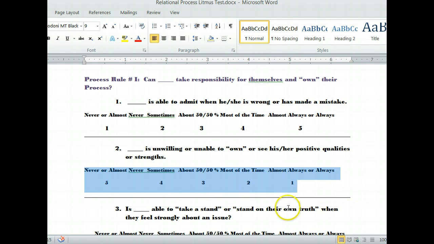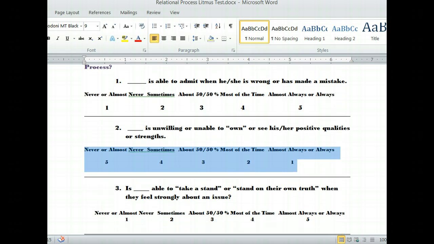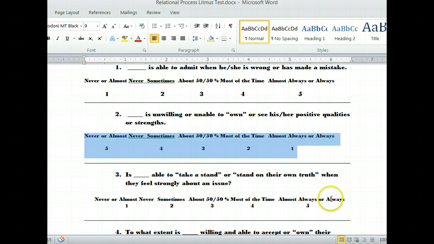So be cognizant of some of the double negatives and the way the scoring goes, because some of them are reversed as well. All right, that's a basic rundown of the RPLT.